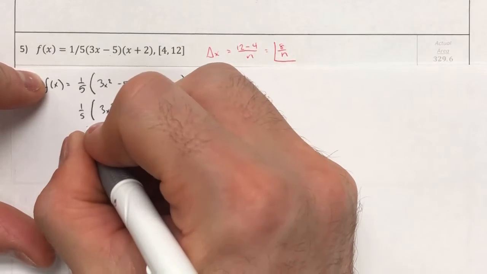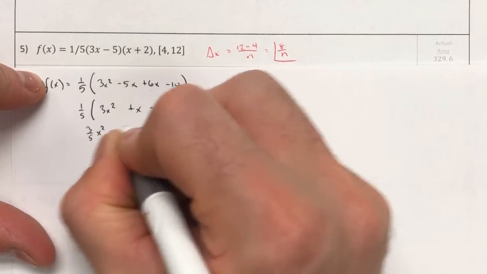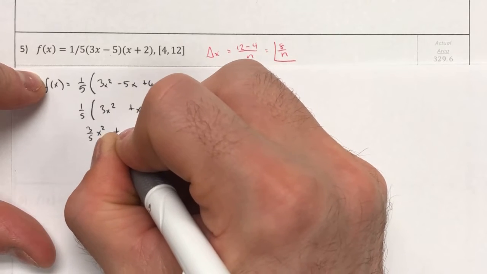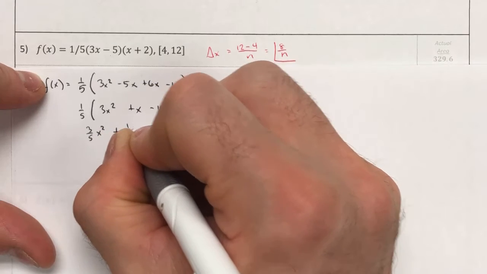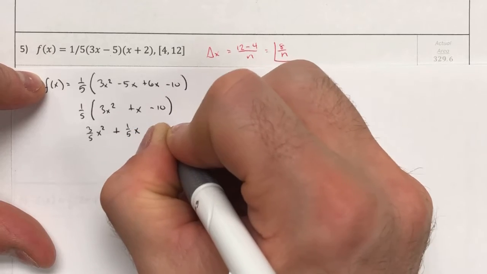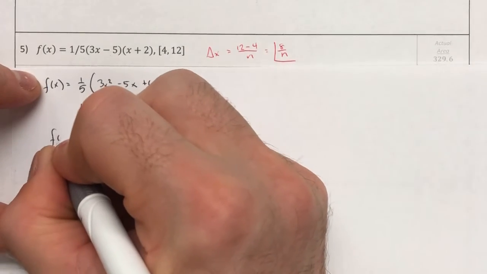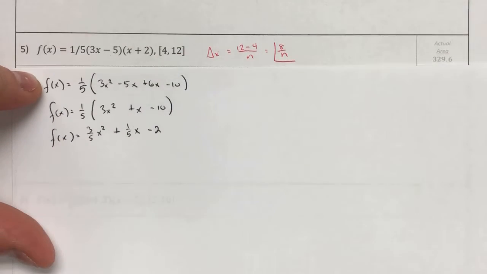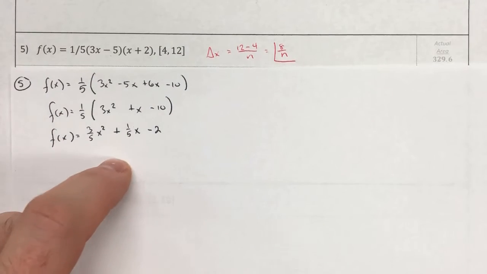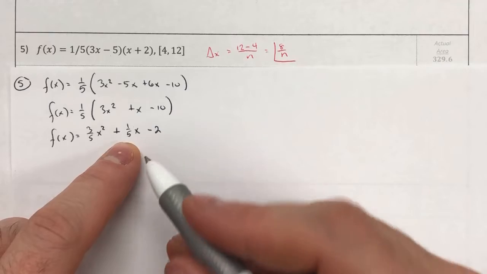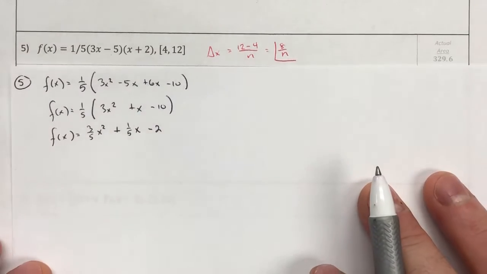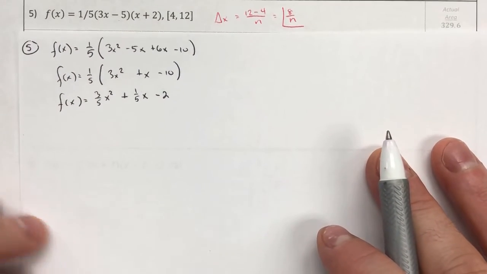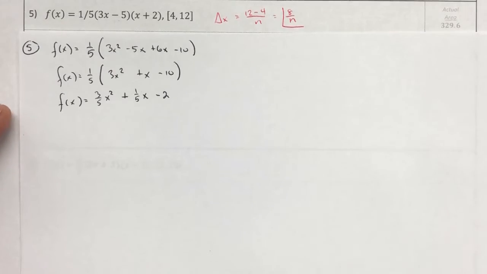Should be the 1/5. This is 3/5 x squared plus 1/5 x minus 2. So this is actually the formula we're plugging in. This makes our life a little easier because now I know that that's where I'm going to plug in my 8 over n. So let's get to hopping.